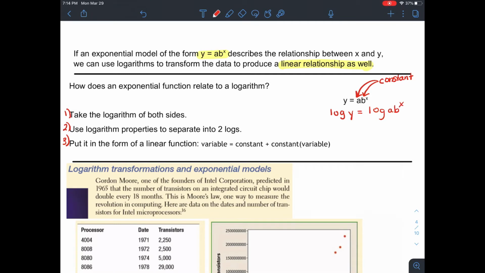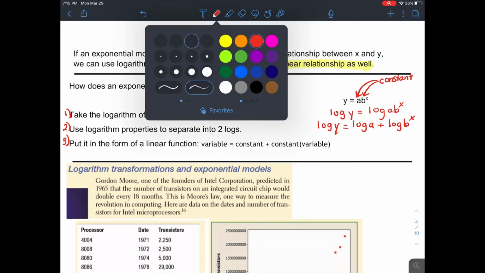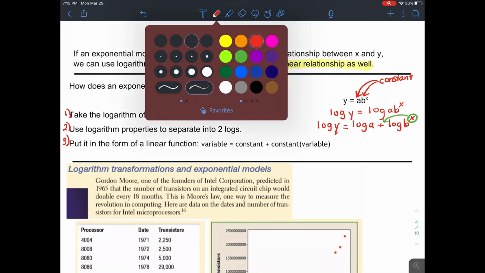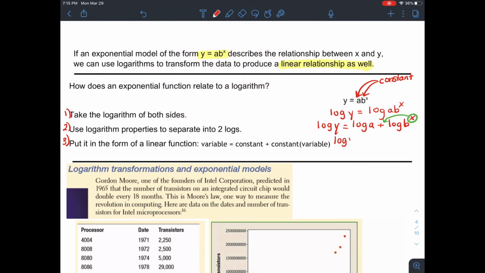Then in step 2, we're going to use the logarithm properties to separate the logarithm on the right side into 2 logarithms, similar to what we did when we were doing this with the power function. So I'm going to split this into log base 10 of a plus log base 10 of b to the x. And then we're going to use that power property where we're going to pull this exponent of an x down in front so that we have on the right side log a plus x times log b.